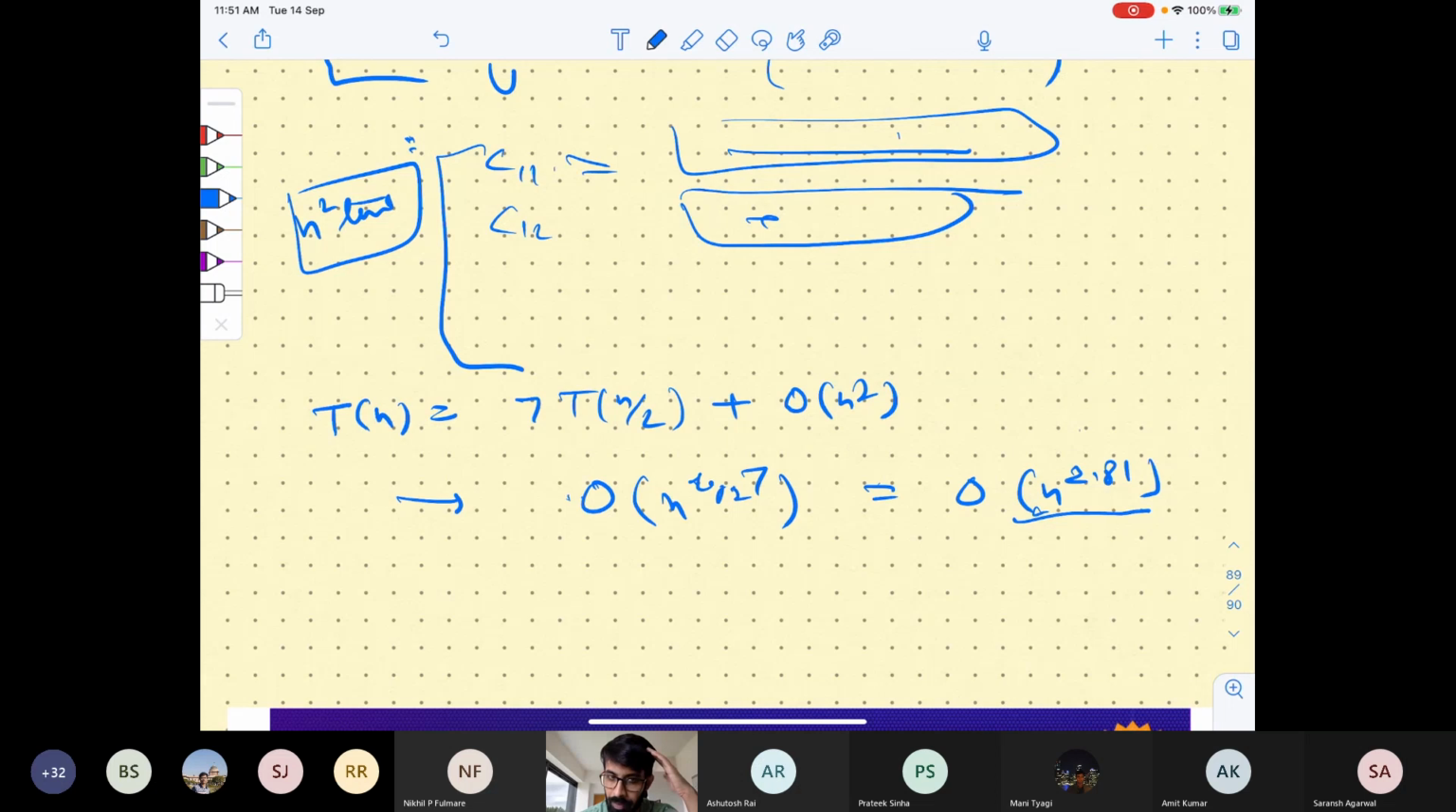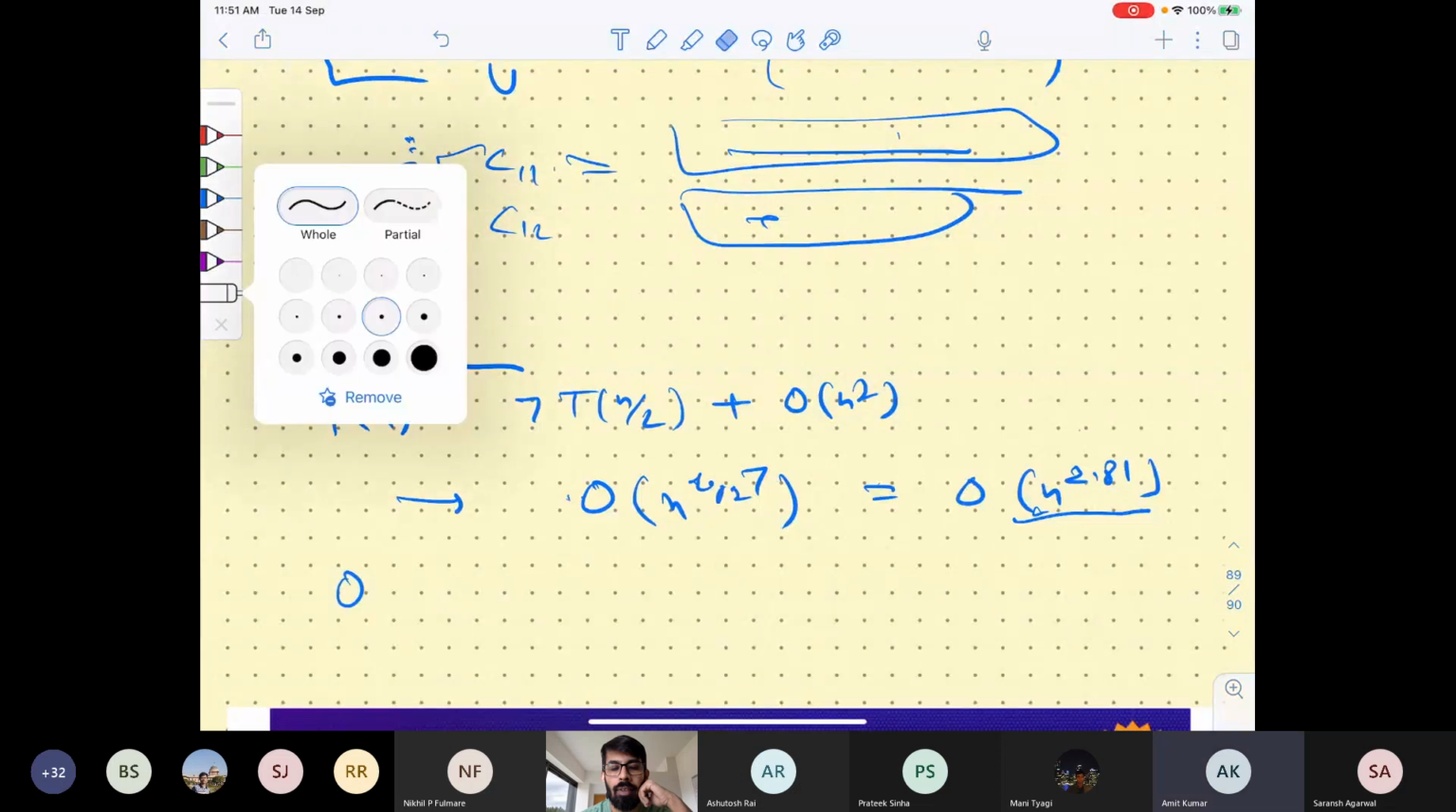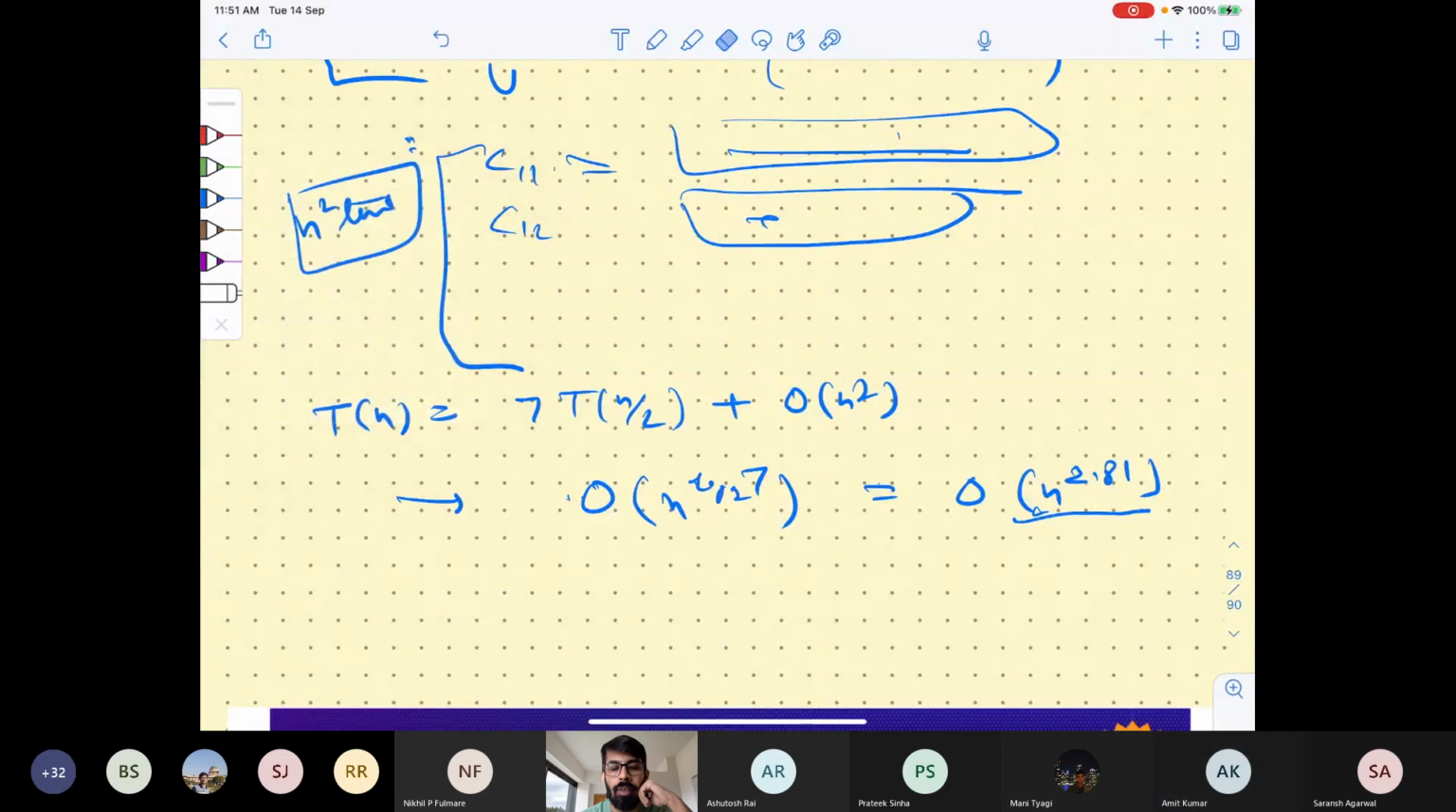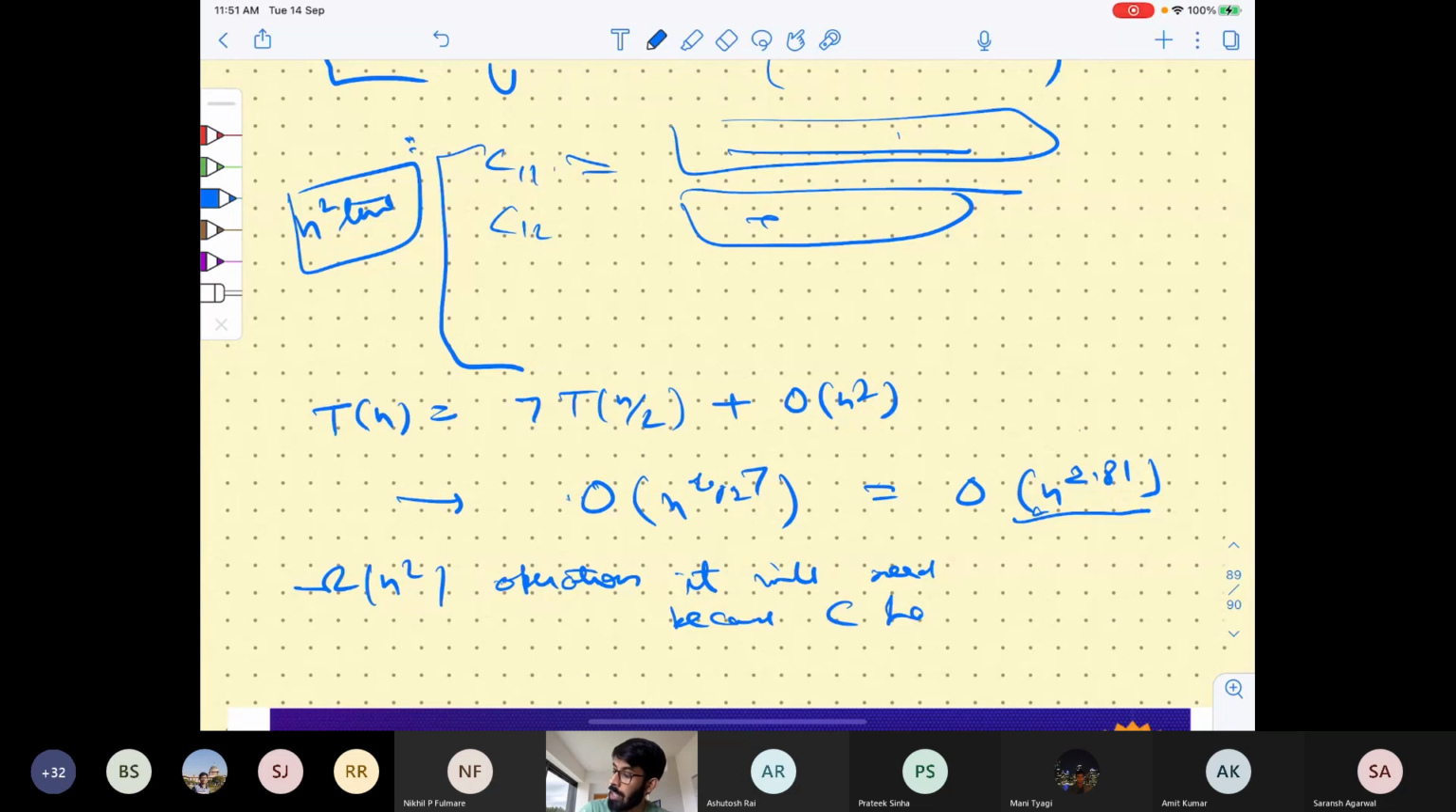Yes, Nikhil. Sir, order n square at least, because there are n square terms. So let's not say order n square, let's say omega n square it will need, because we are talking about lower bounds. Because C has n square entries, at least you need n square time, because you need to at least figure out each element of C.